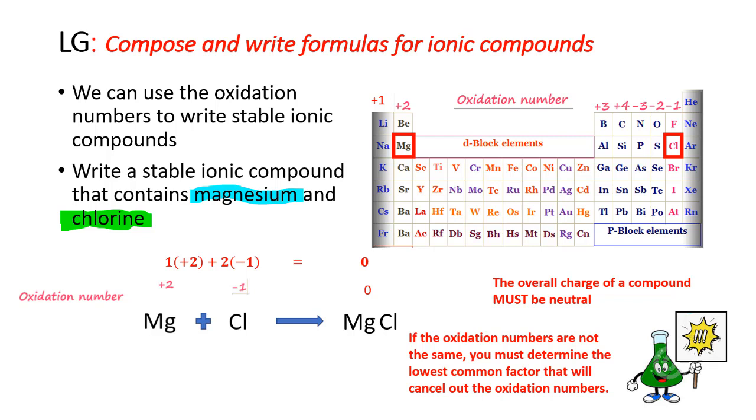So how do we get both of those to 2? Well, the first one's already 2, so we would multiply that times 1. And the second one is a -1, so we would have to multiply that times 2 to get it to equal -2 to cancel everything out. Then we're just going to simply take what we multiplied each one by and drop it as a subscript in the final formula. So in this case, for every 1 magnesium, I need 2 chlorines to create a stable compound.